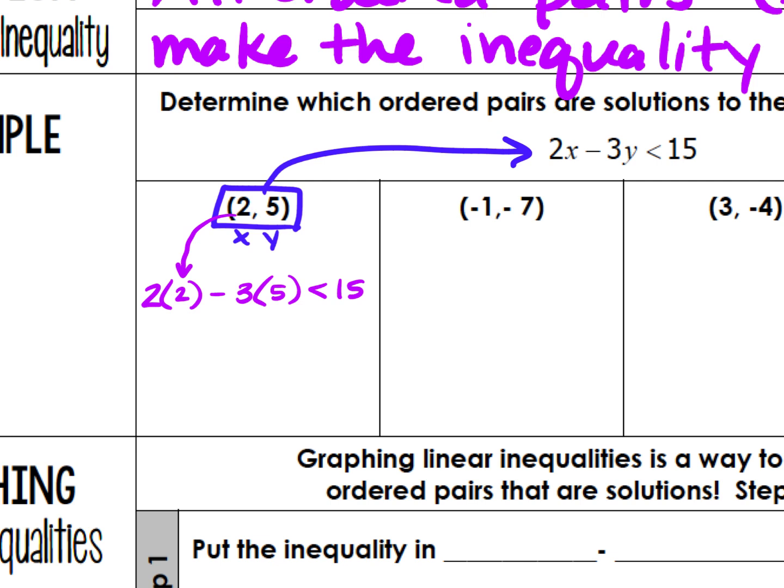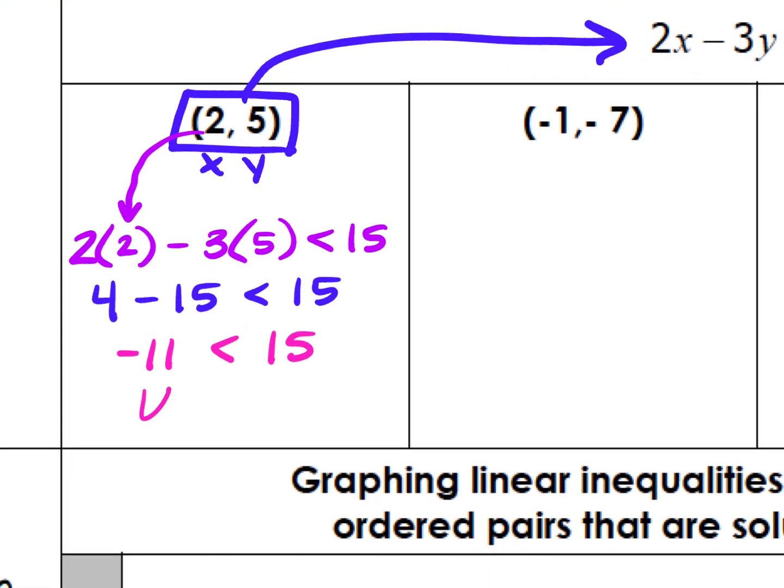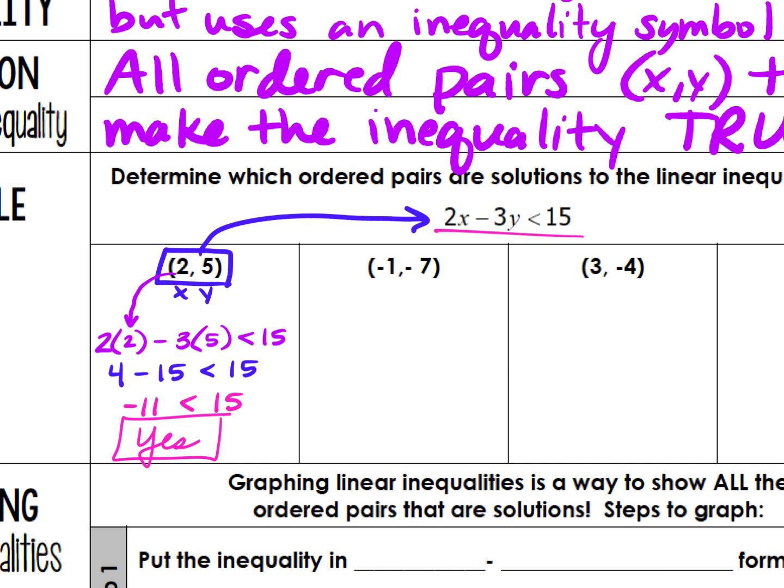So what I do is go 2 times 2 is 4, 3 times 5 is 15. So 4 minus 15 is less than 15. That simplifies. 4 minus 15 is what? Negative 11. Negative 11 is less than 15. Is that a true statement? Yeah, negative 11 is less than 15. So if this is true, it says determine whether they are solutions. This is a yes, this is a solution to this inequality.